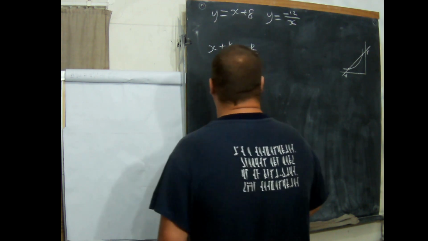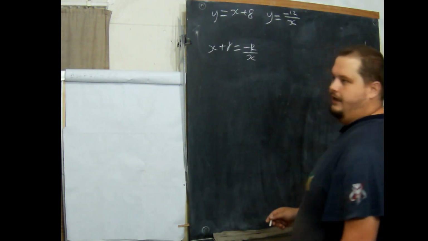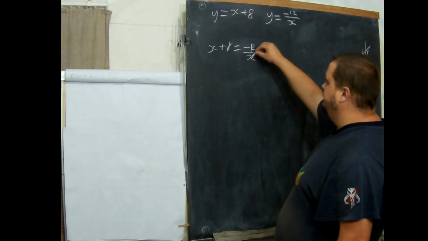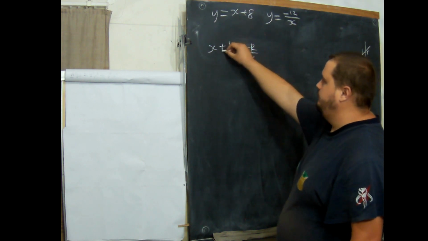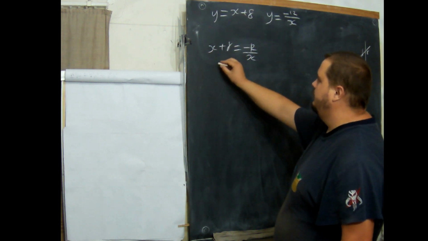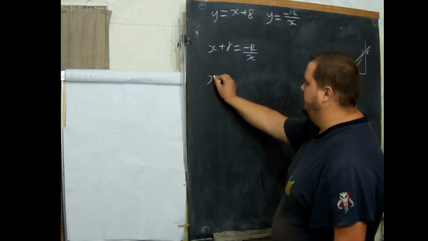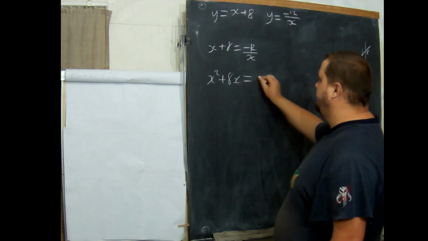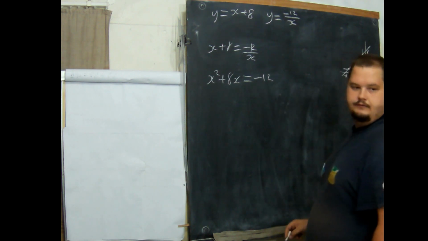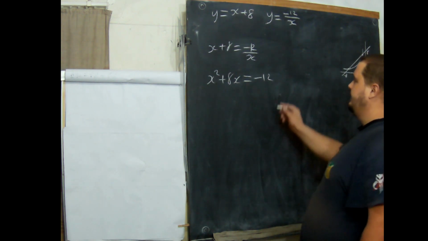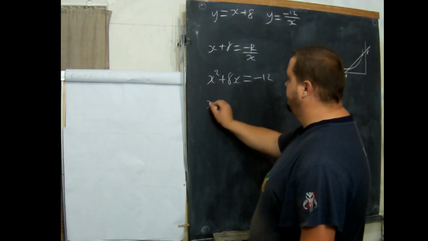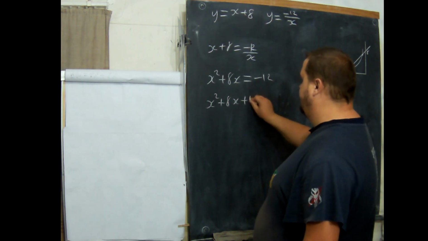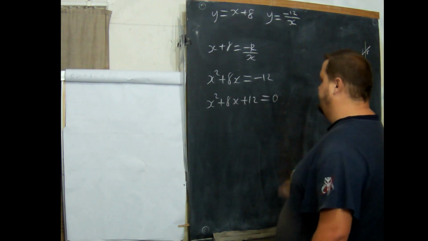Now, over and under stories. Under is divide, so you multiply by the whole thing. So x times x is x squared, plus 8x equals minus 12. Next step, bring the minus 12 in: x squared plus 8x plus 12 equals 0.